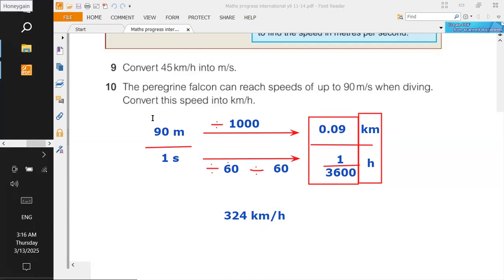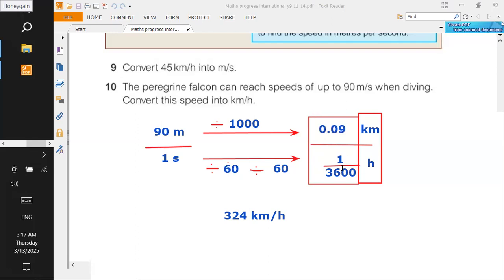So the basic idea is what? I just wrote the question, which is 90 meters per 1 second. And then to turn meters into kilometers, as we said, I divide by 1,000. Because if I want to turn a kilometer into meters, I'm going to multiply by 1,000. Here I'm turning meters into kilometers, so I'm going to divide by 1,000. So 90 divided by 1,000 gave me 0.09. And then to turn the second into hours, I just divide it by 60 to make it a minute, and then divide it by 60 again to make it in hours. So I got 1 over 3600 hour.